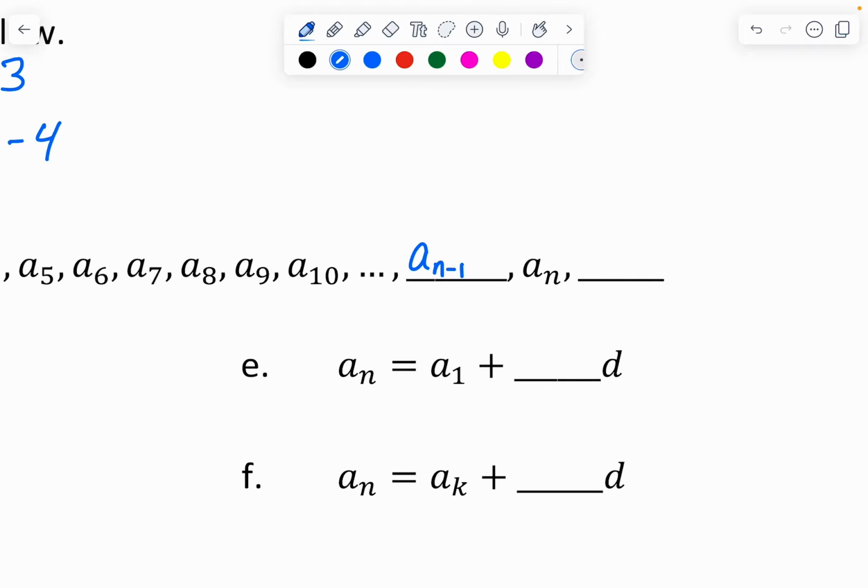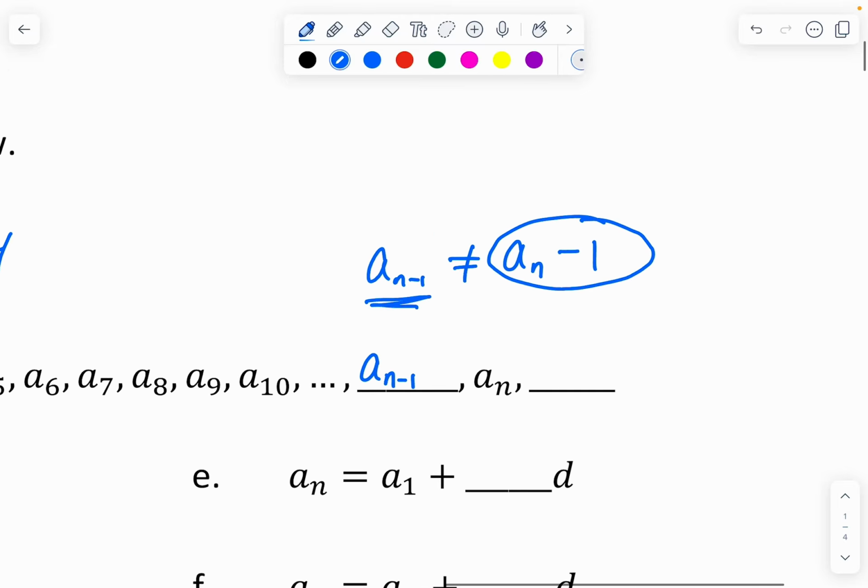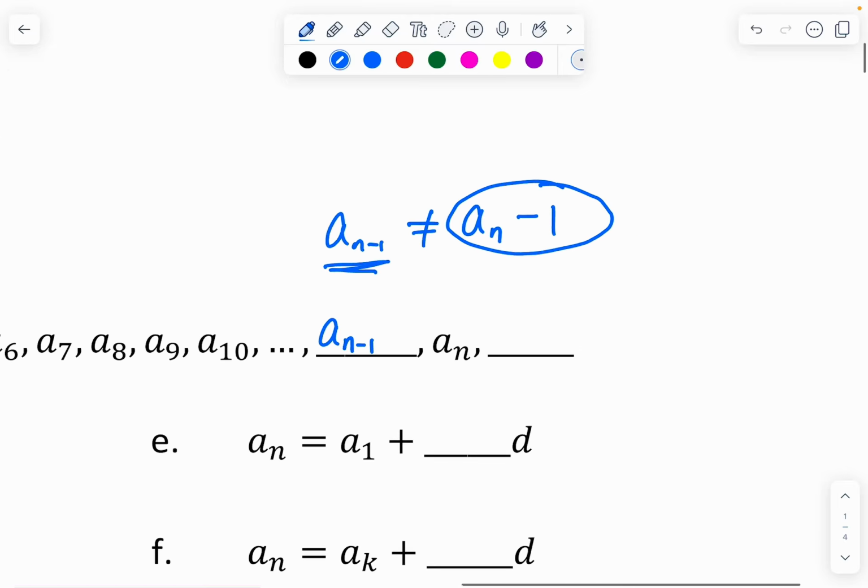And so this is not the same thing. Be careful. A sub n minus 1 is not the same thing as a sub n, minus 1. This is saying take the nth term, whatever it is, and subtract 1. This is saying take the term before the nth term. They are not the same. What would come immediately after the nth term? A sub n plus 1. So you've got a sub n minus 1, then a sub n, then a sub n plus 1.